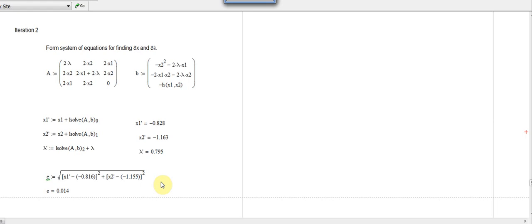So we presented a method that can perform constrained optimization of one objective function, and the method relies on the Kuhn-Tucker conditions to update the design variables until it finds the optimum solution.